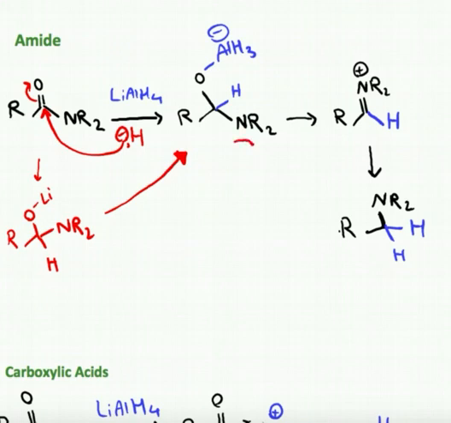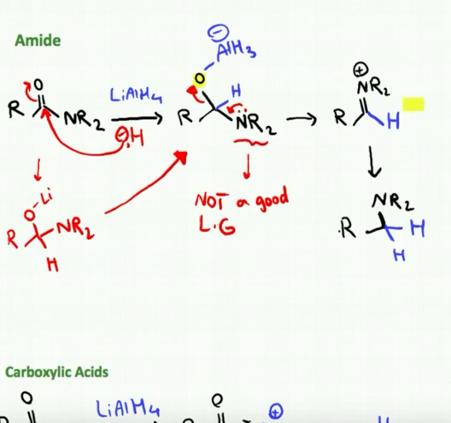Now, the NR2 minus is not a good leaving group. So the electrons on the oxygen are not going to push out NR2 minus because it's not a good leaving group. Instead, the electrons on the nitrogen are going to make a double bond and kick this oxygen out to give us this imine right here.